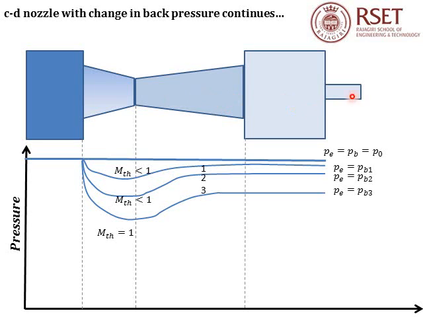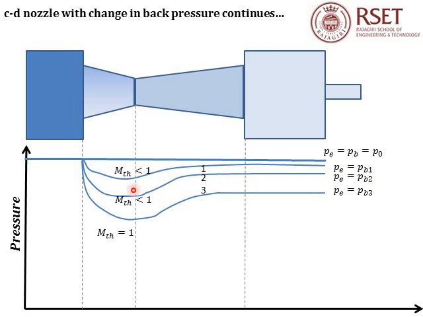Now, if we reduce the pressure further, we see that the pressure at the throat also reduces to a greater extent. The flow is further accelerated, but still it remains in the subsonic region. Hence, there will be diffuser action in the diverging duct, and it will be such that the exit plane pressure will be equal to the new back pressure, say PB2.